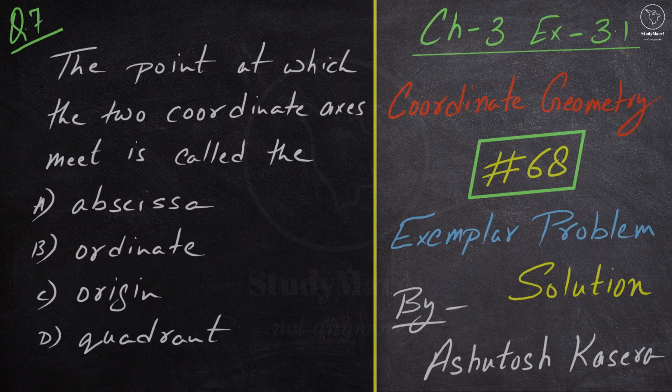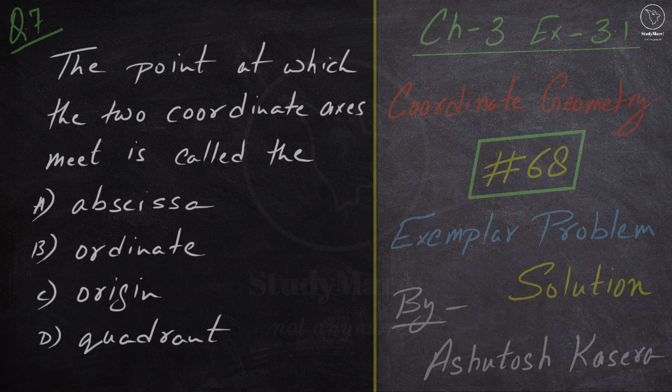The point at which the two coordinate axes meet is called. We have four options. Option A is abscissa, option B is ordinate, option C is origin, and option D is quadrant. Honestly speaking, there is nothing to be done in this question. It is a straightforward question.